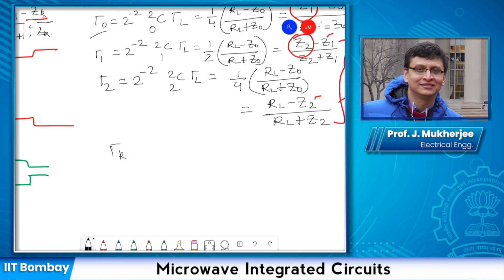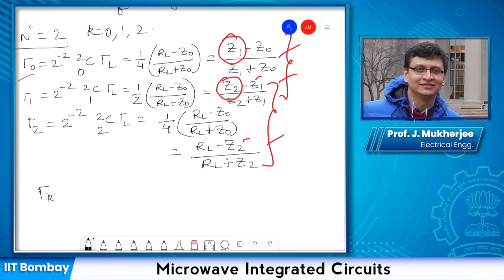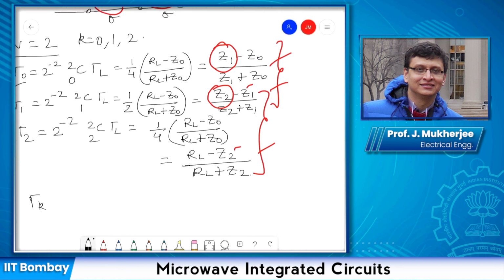You can try that out. I leave it as an exercise for you. You can try to find out the values of Z1 and Z2 when you take only these 2 equations, and when you take these 2 equations, and you can also try the values of Z1 and Z2 when you take these 2 equations. You will observe that the solution for Z1 and Z2 will be different for each case.